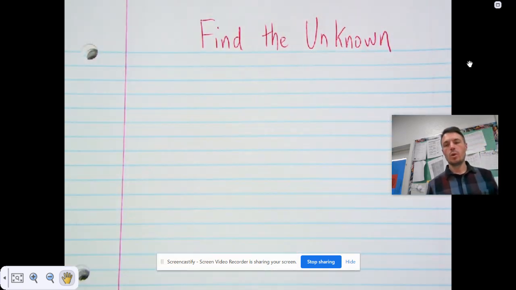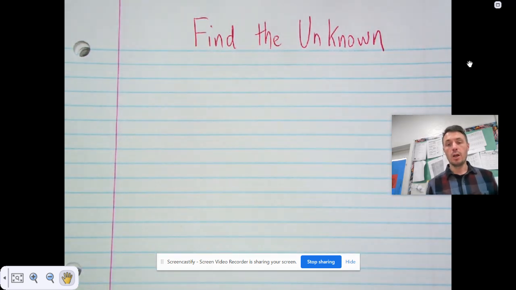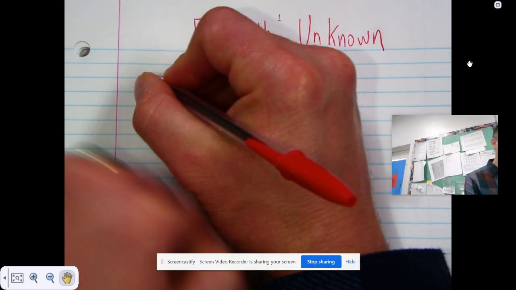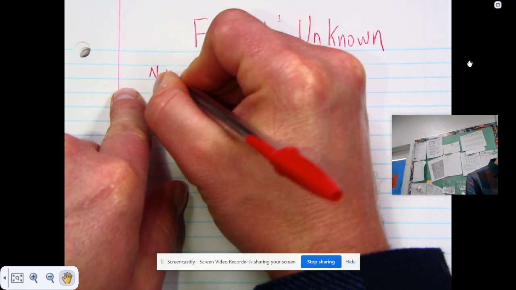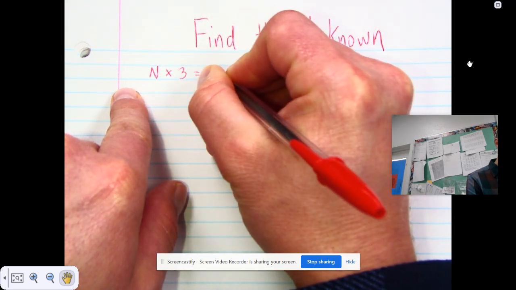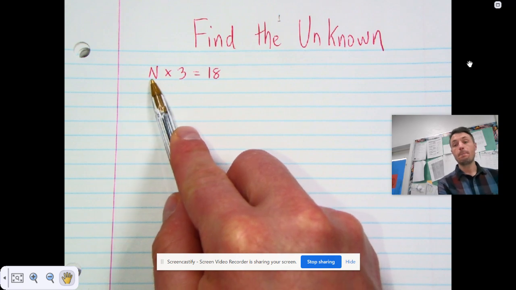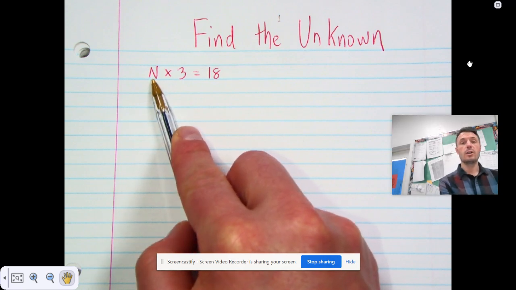So recall from a previous chapter that when there's an unknown in a math problem that's replaced by a letter or symbol, we call that a variable. So let's say in a situation like n times 3 equals 18. This unknown value replaced by an n is called a variable.